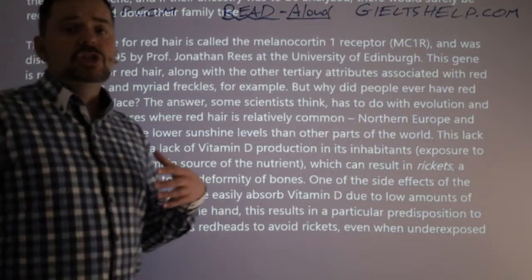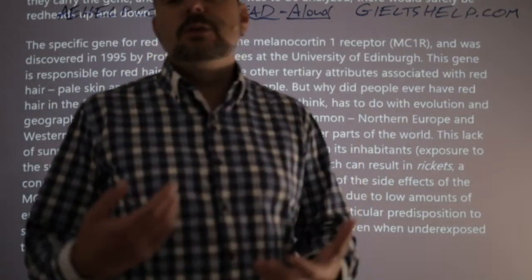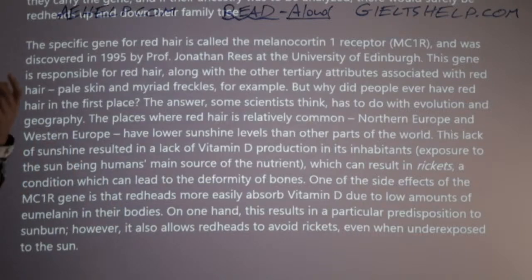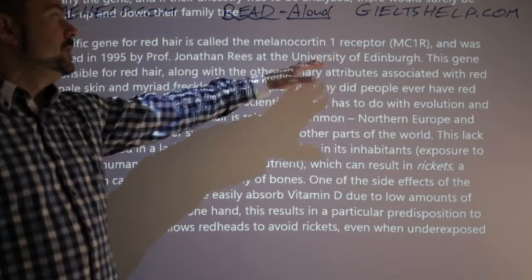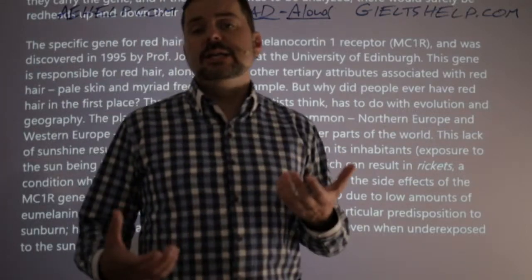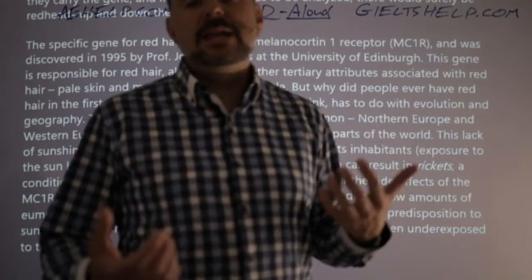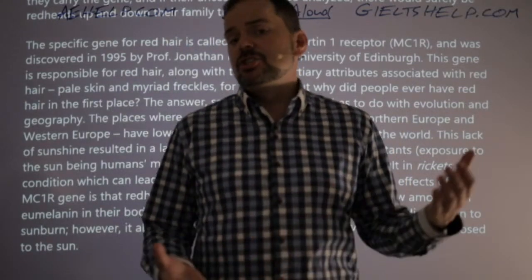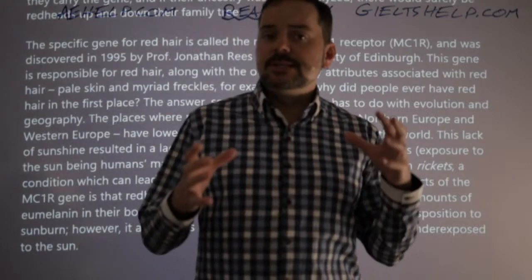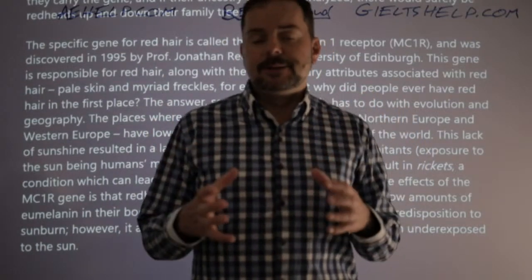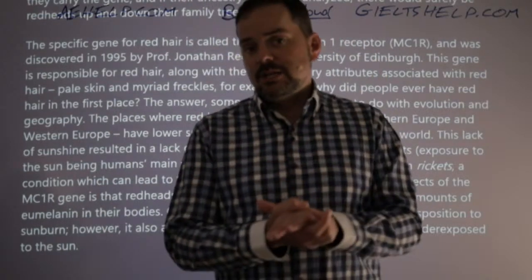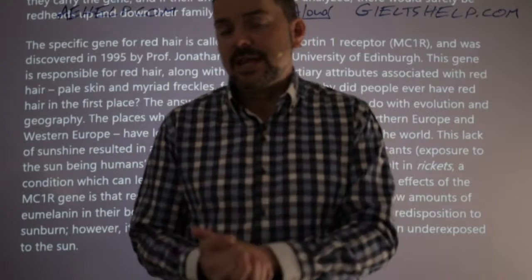Okay, so fairly tricky paragraph, some tricky words like eumelanin, MC1R, melanocortin-1 receptor. Don't freak out, okay? When you read these kinds of words, don't panic. This is challenging for anyone, native English speakers as well. The key here is to get the main idea. The main idea here is that there's a specific gene responsible for redheadedness.